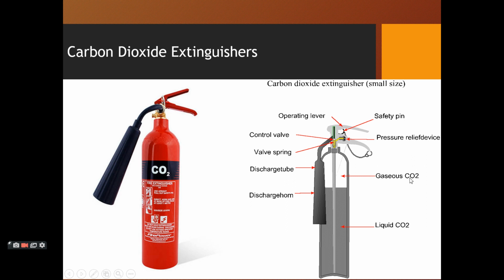After that, gaseous CO2, the gas will be there inside, and liquid CO2 will be there. CO2 will be in two forms in this extinguisher, gas form and liquid form. And there is a pressure relief device inside. So whenever you squeeze this one, it will release the pressure.